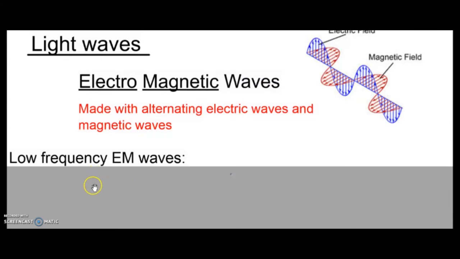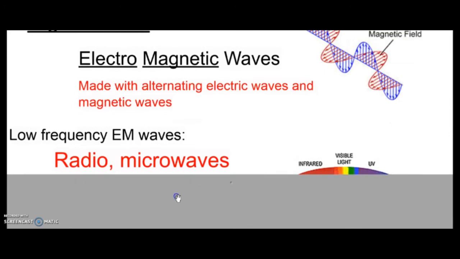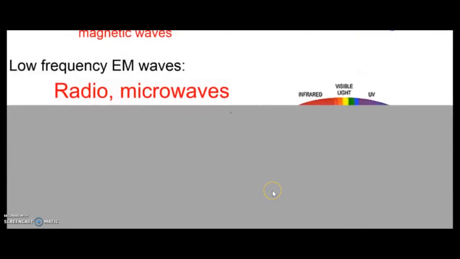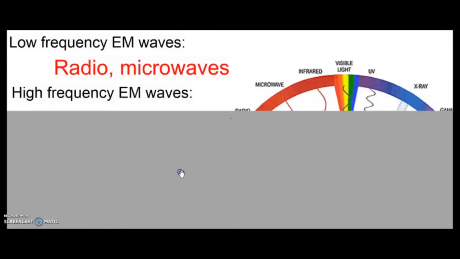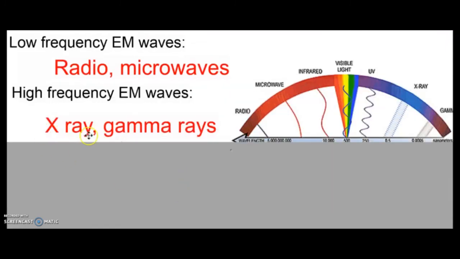Low frequency electromagnetic waves, hopefully this is familiar. That's radio waves, that's microwaves. It should definitely be familiar for you. High frequency electromagnetic waves, that's gamma rays and X-rays. I'm trying to tie the word frequency with what you already know.